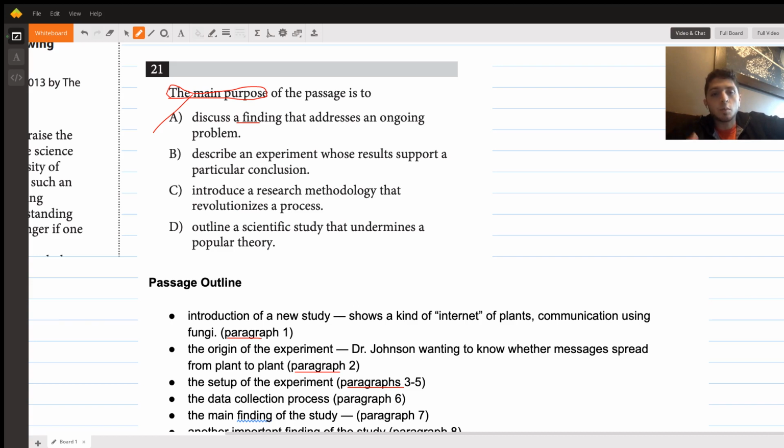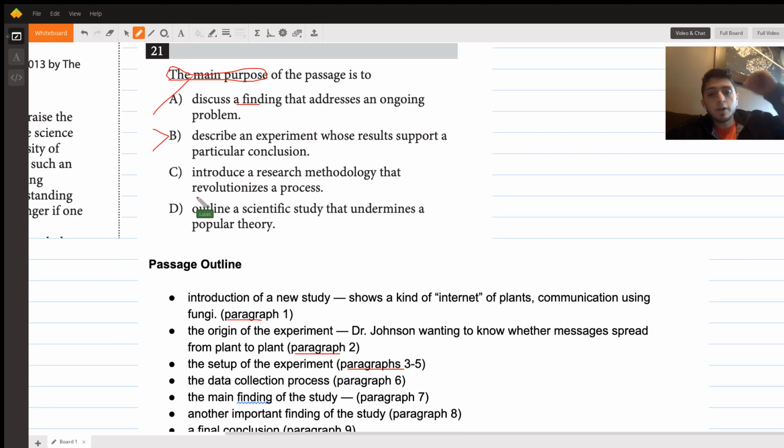Then it says the results support a conclusion. That's almost tautological, which basically means it's almost always true. If you have an experiment, it's always going to support some conclusion, right? Maybe not an interesting conclusion, maybe not a positive conclusion, but it's always going to support something. So it's almost like, what is B even saying? It's almost saying nothing, and that makes it slippery. It makes it hard to prove it's wrong. So it's a good answer first.